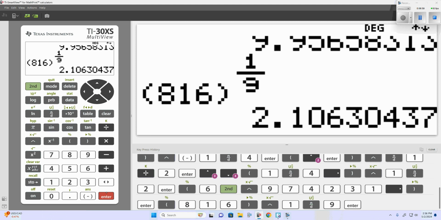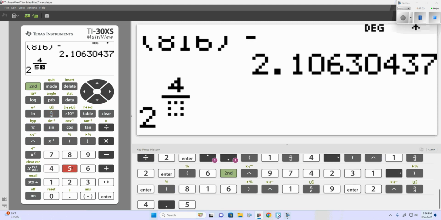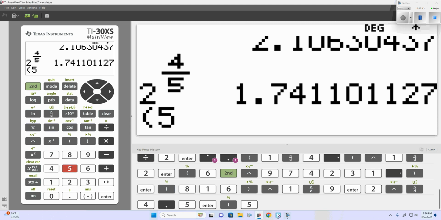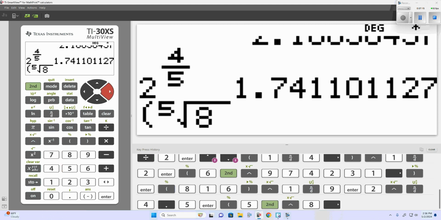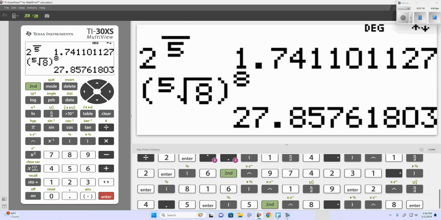Number 11. 2 to the 4/5 is 1.7411. And lastly, 12, the 5th root of 8 to the 8th is 27.8576.